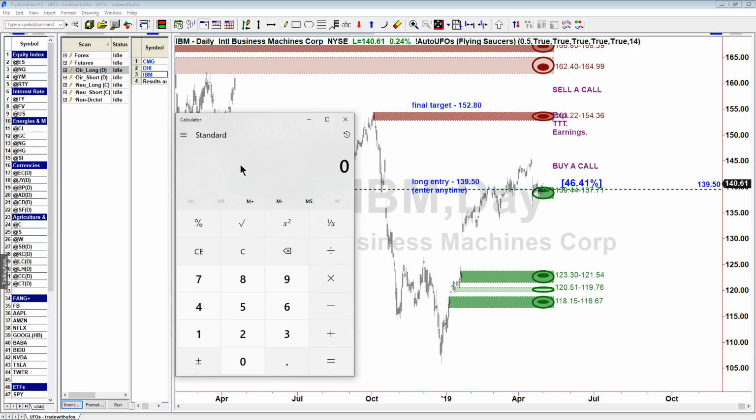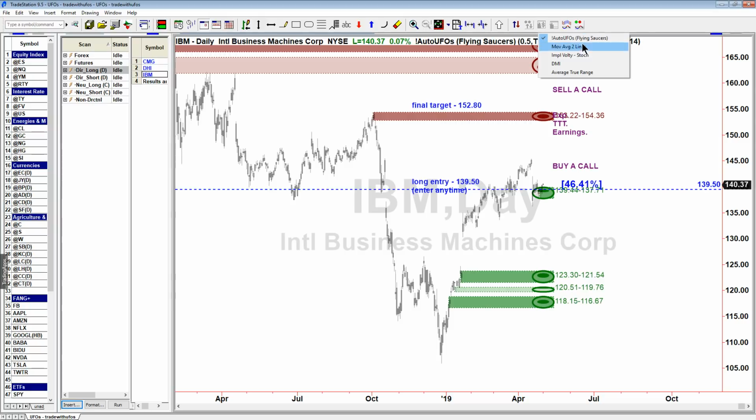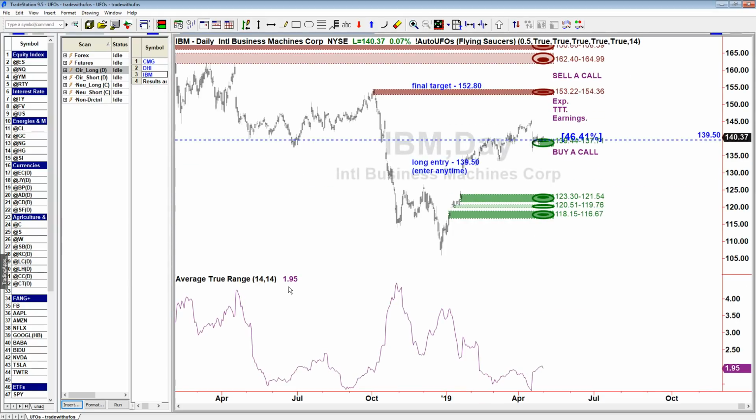Anyway, so TTT. The target we say is going to be 152.8. The entry price, let's say you enter now, is 140.49, which is the current price. So we are talking about $12.31. That's the room for movement. If I look at the ATR, average true range, we're talking about $1.95 per day. This is how much IBM tends to move.